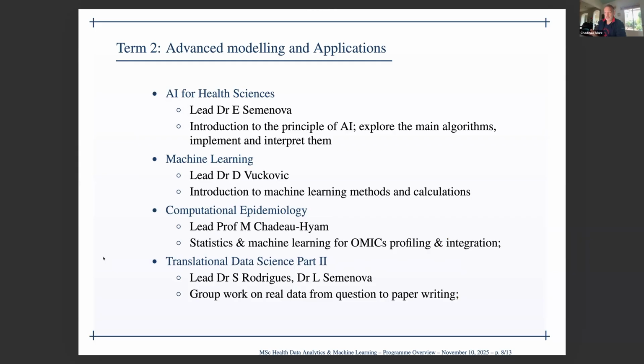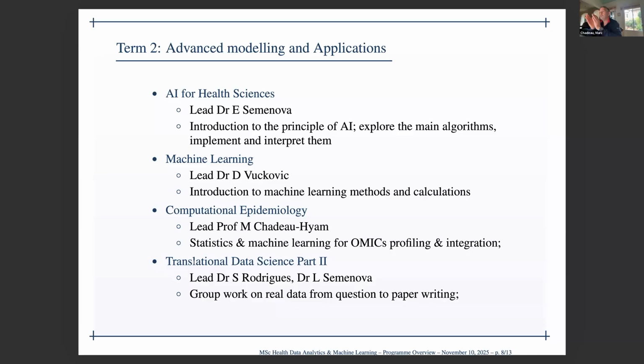For this, we have four main modules. One is translational data science that you had half time of in term one. The second part of the module, which is led by Dr. Rodriguez and Semenova, is really group work. So you're going to be given real data sets with the real research questions and applying the rigor concept that you've been introduced to in term one and the methods that you will learn in the three first modules that I'll come to in a minute. You will be asked to go step by step from getting your data to writing your paper all along the way in group under our supervision.